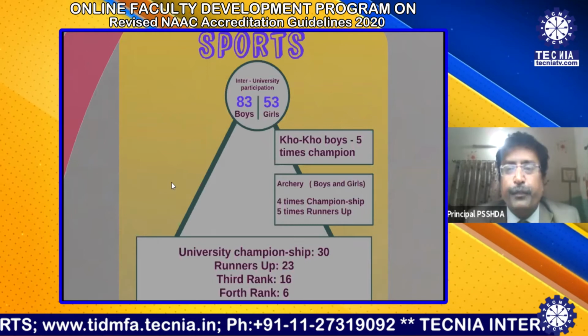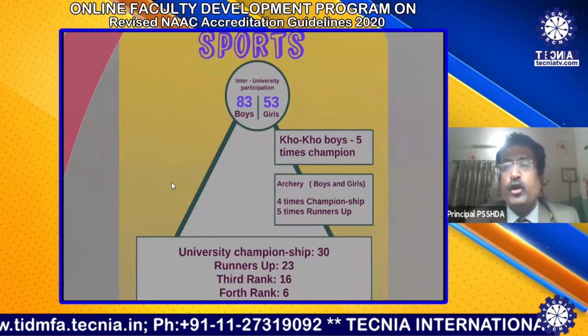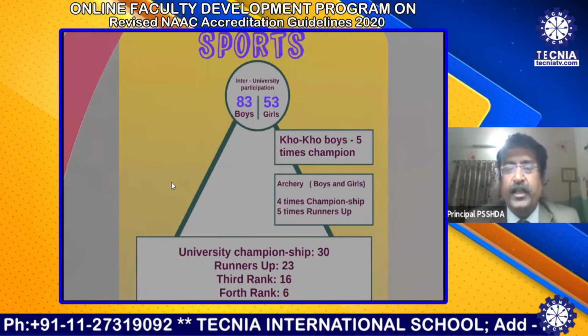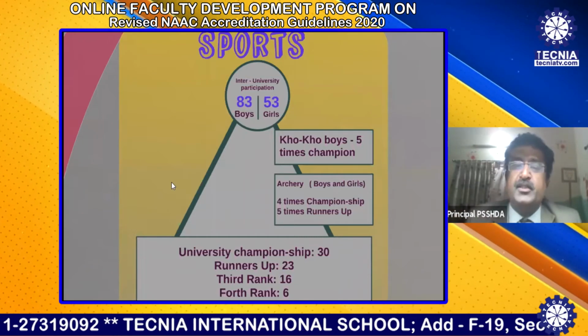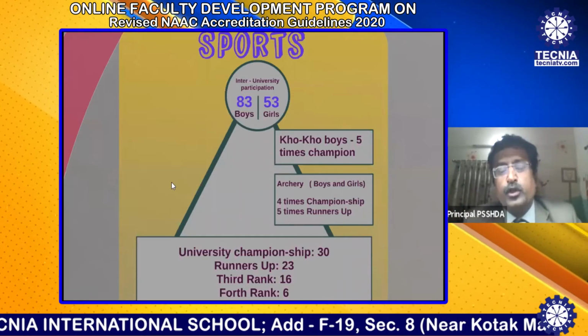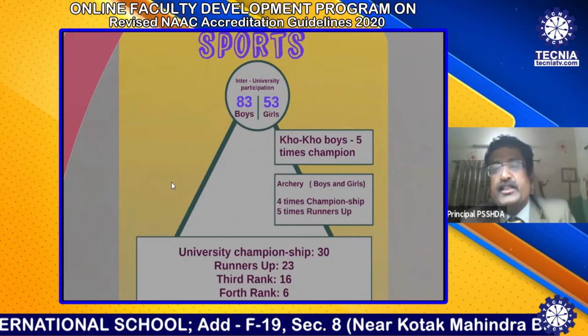See, this is really a big number, one can say. If you have more than 400 colleges in your university, and if your college alone is playing 53 sports event finals, this is a good achievement. So you can represent your sports achievement like this.